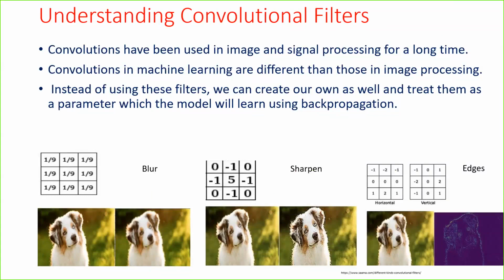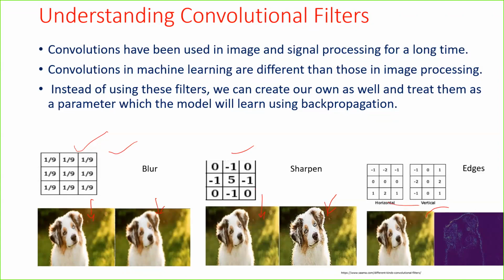Suppose these are all the filters from the image processing background. If I apply a filter on this image, you get this as the output image, which is a blurred image. If I apply this filter on this image, I get this output image, which is the sharpened image. If I apply these filters on this image, I will get the edges of the image. It means each and every filter is bringing out a certain aspect of the image.